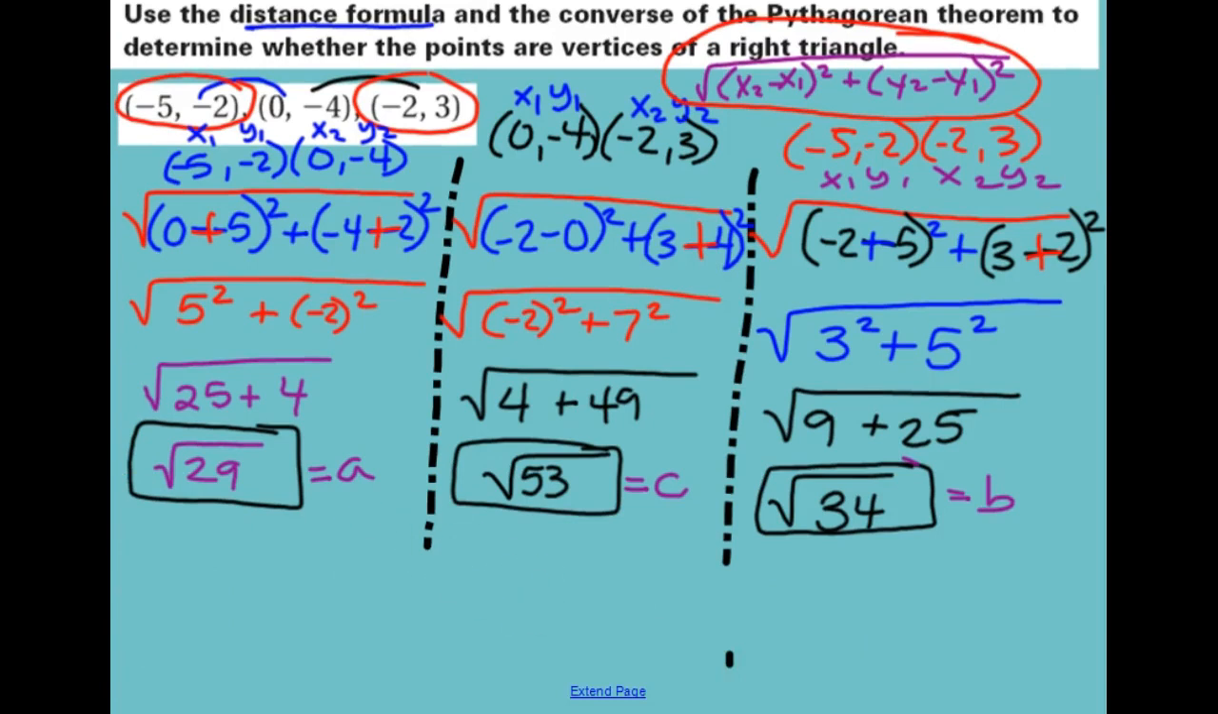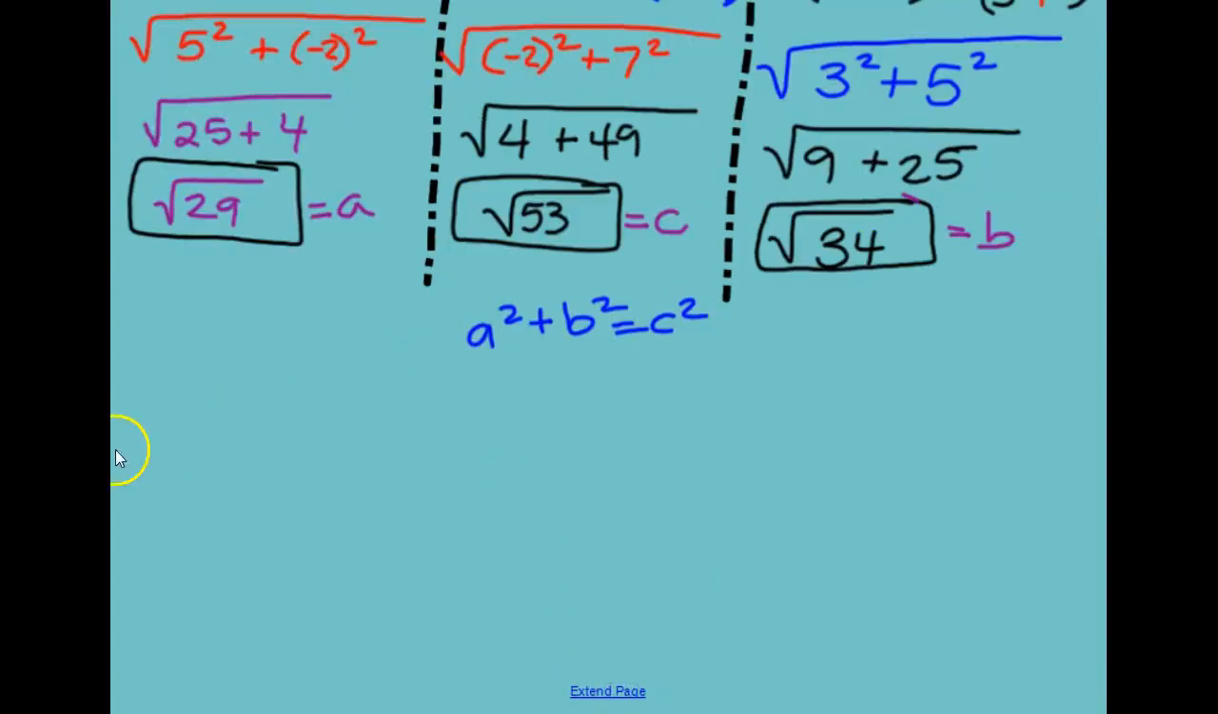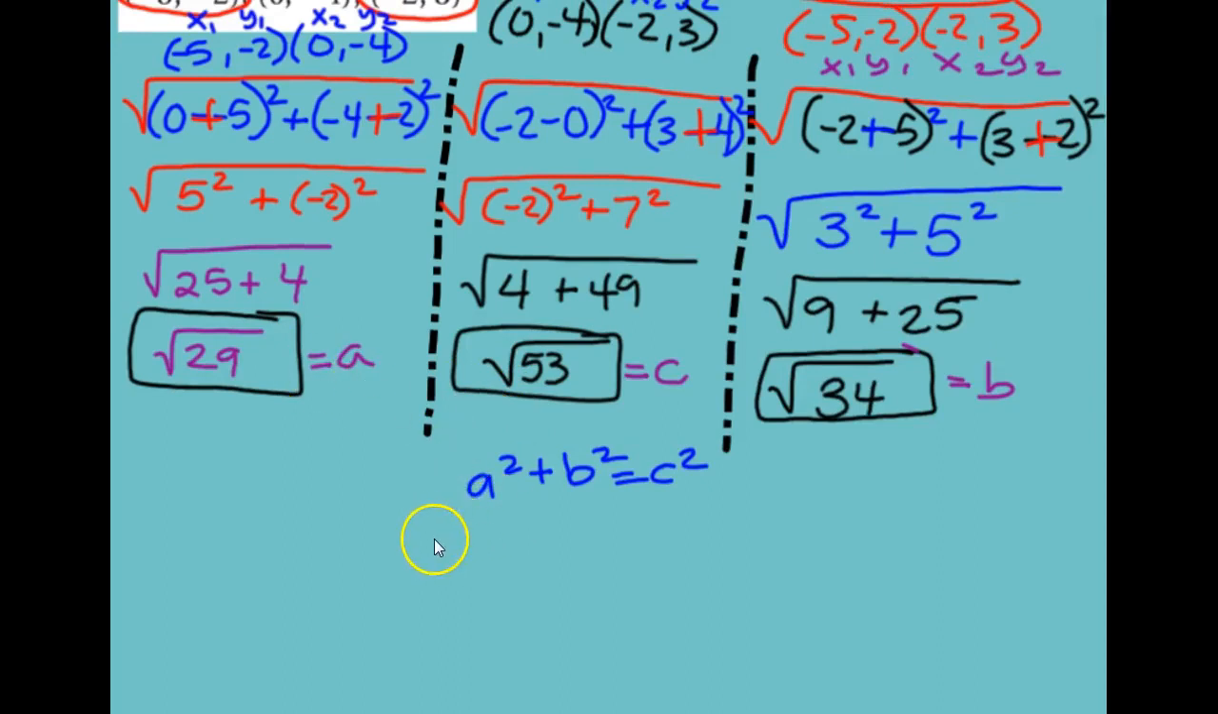So in our Pythagorean theorem, a squared plus b squared is c squared. So let's plug in what we know. A is really the square root of 29 squared. B is over here the square root of 34 squared. And C is the square root of 53 squared.